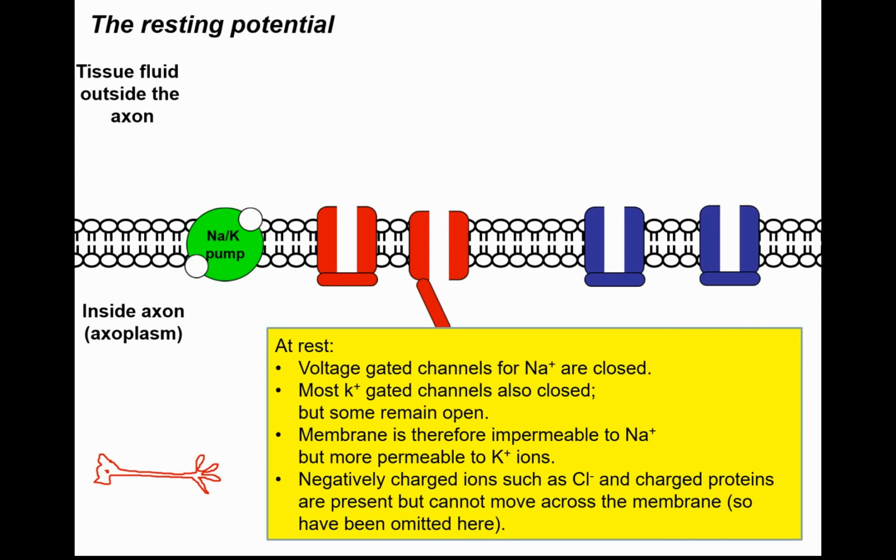Now also, which I haven't shown you here, there are chloride ions and charged proteins, but they are unable to move across the membrane. There's no system for moving them across the membrane. So I've missed them out of this diagram. They appear on the next one. Okay, so let's look at what's going on with the resting potential.